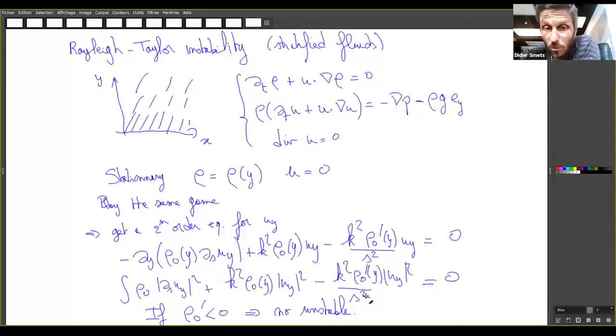Yes, so if rho prime is negative, in particular, rho prime is of constant sign, therefore, if 1 over S squared has a non-trivial imaginary part, there cannot be solutions, because I have something non-zero times something which has a constant sign that has to be equal to 0, and that cannot work. But there could still be eigenvalues with real S, okay?